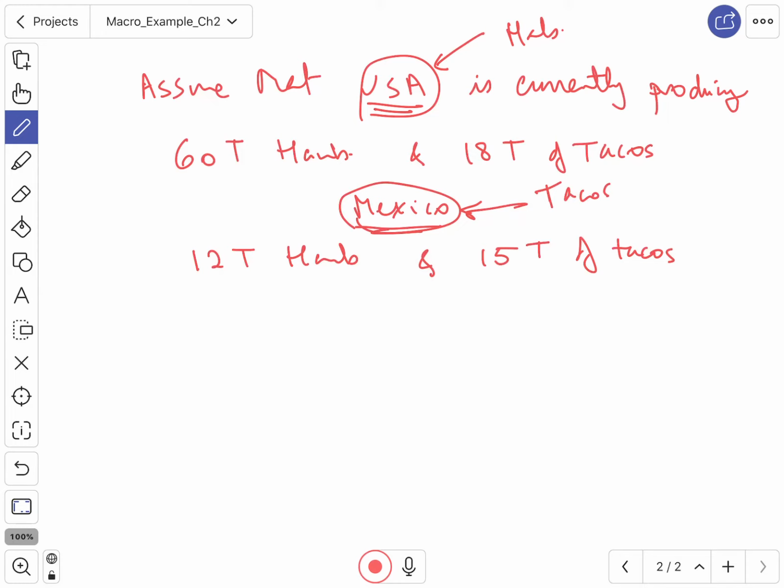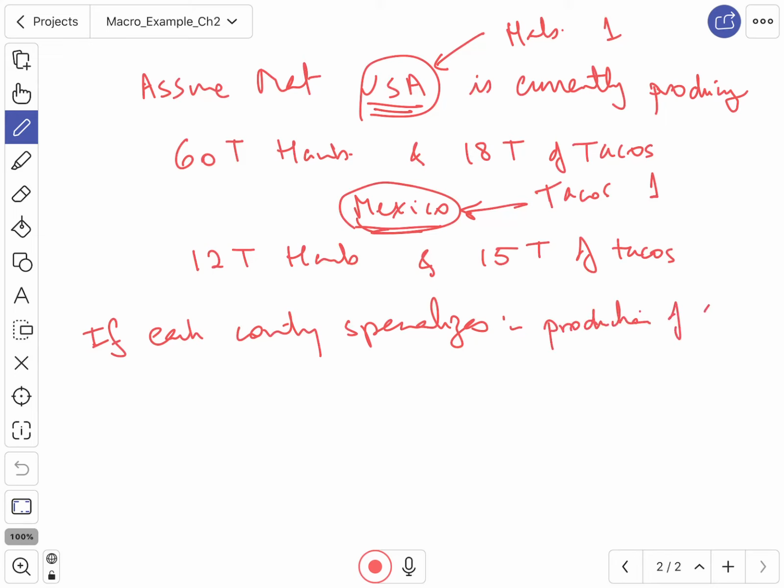Okay, so we want to know if each country specializes in producing just one good. Okay, so just one good. How much would be the total additional tons of hamburger that can be produced for the two countries? So the question would be, if each country specializes in the production of just one good.